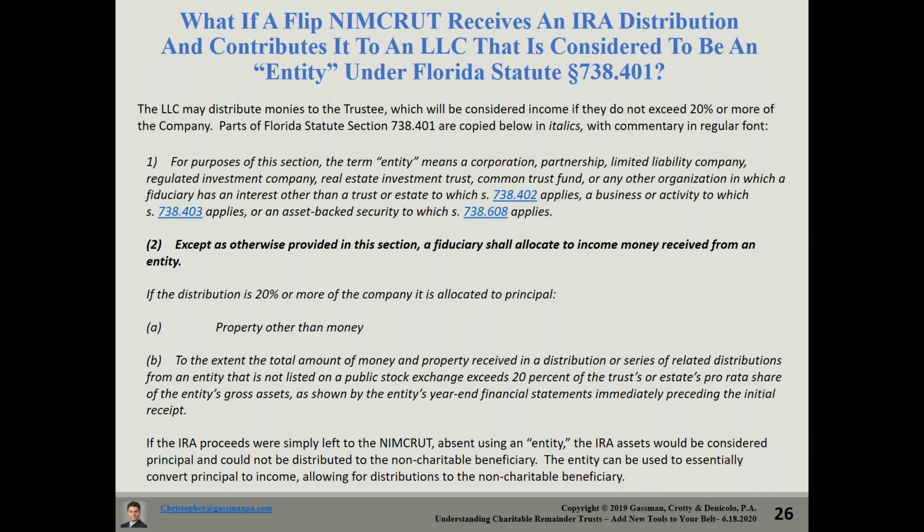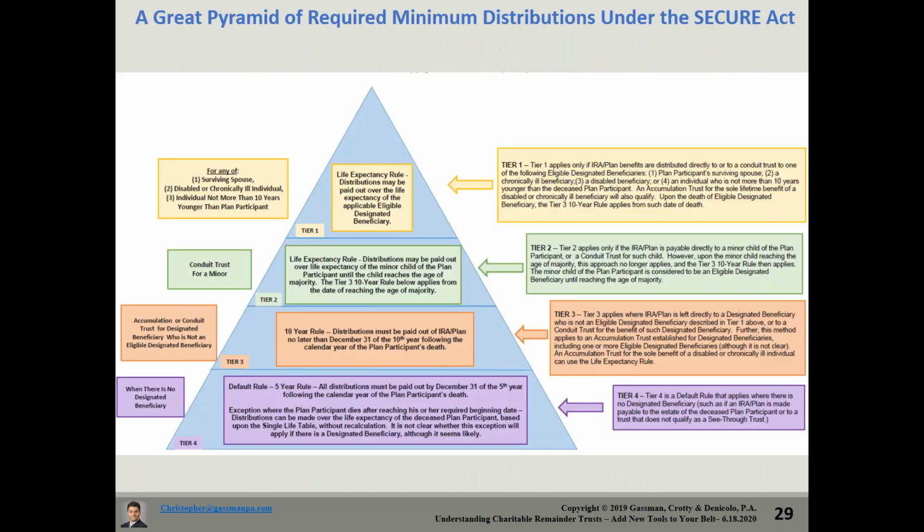So now I'm going to jump ahead to slide number 29. And really, another use of charitable remainder trusts that has experienced an advent in the last 6 or so months is in the realm of retirement and IRA planning. And this is as a result of the Secure Act.